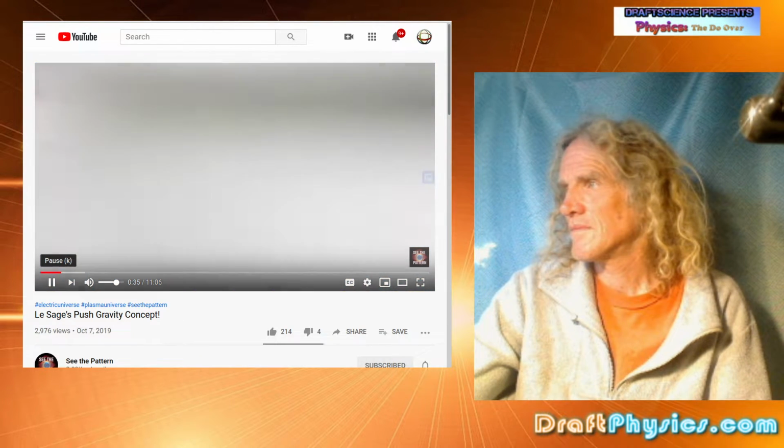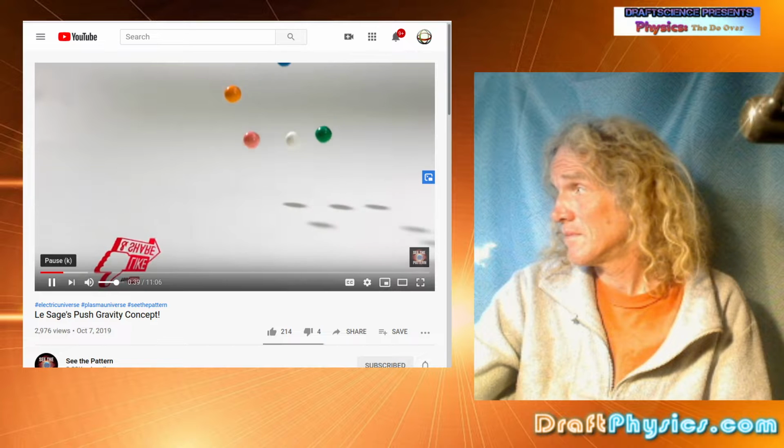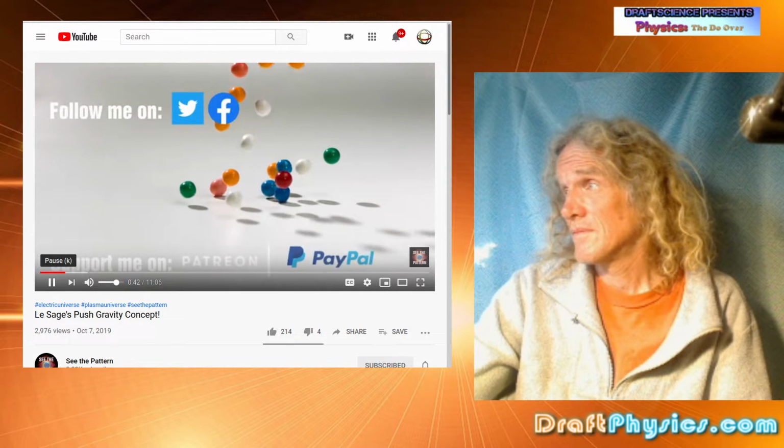Lesage's theory is interesting for a number of reasons. Firstly, it is a prototype of a dynamical explanation of Newtonian gravity.